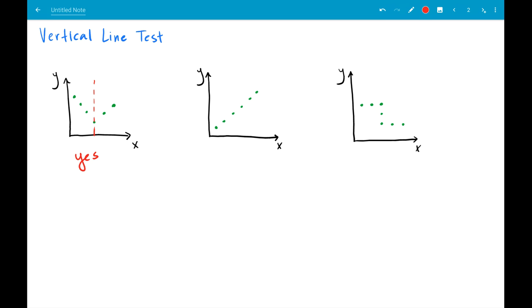And for the second one, if I do a vertical line test, would I ever touch more than one point at once? The answer is no. I don't ever touch more than one point at once. So yes, it's a function.